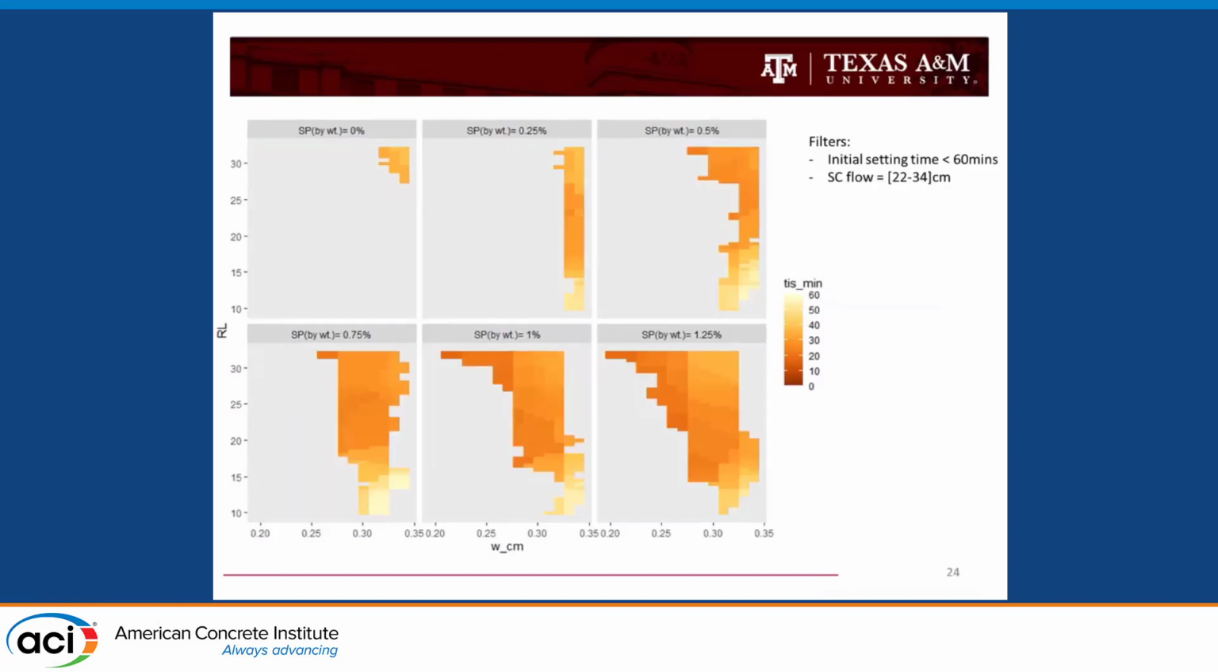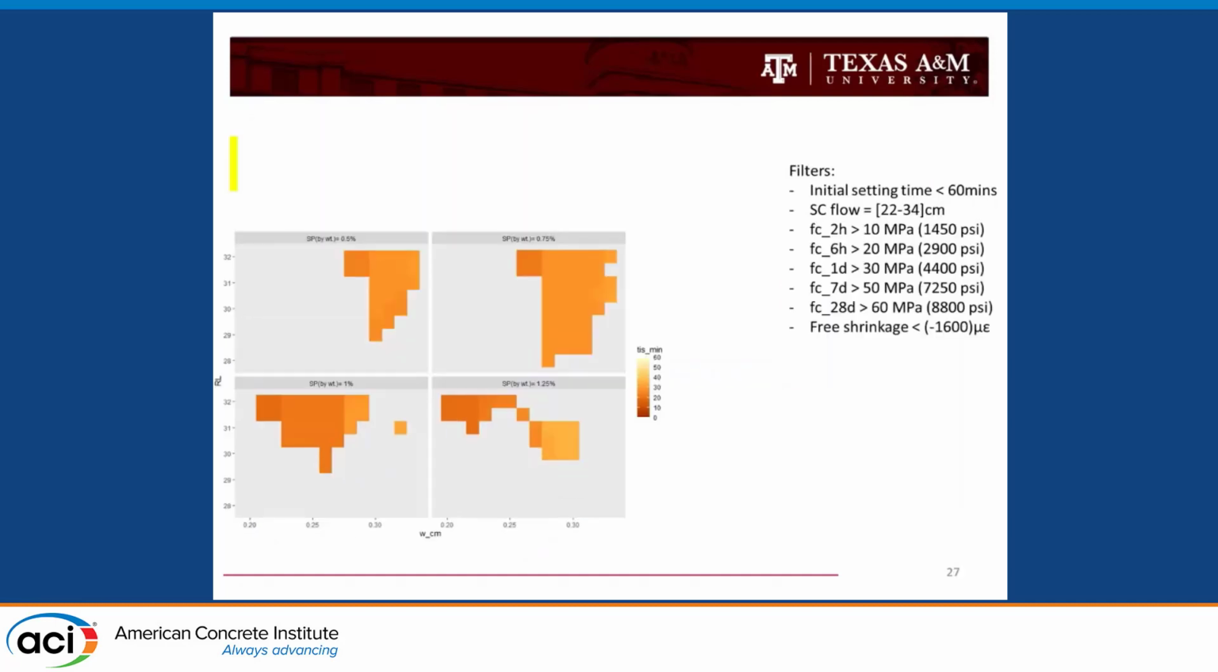So for instance, we started by filtering any mix that sets after an hour. Then we filter out any mix that has a self-consolidating flow outside of this range between 22 and 34 centimeters. And this is higher than what we typically have in self-consolidating concretes because, like I said, we are optimizing the binder now. So we are giving some room to incorporate aggregates later and not have to increase the superplasticizer content a lot. We filter for strengths, different levels of strengths at different hours. And finally, as you see, it starts getting smaller and smaller because now you have fewer mixtures that will give you this type of performance.